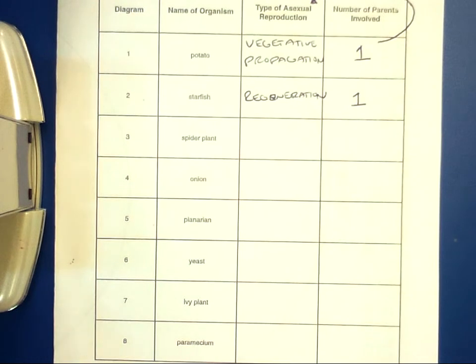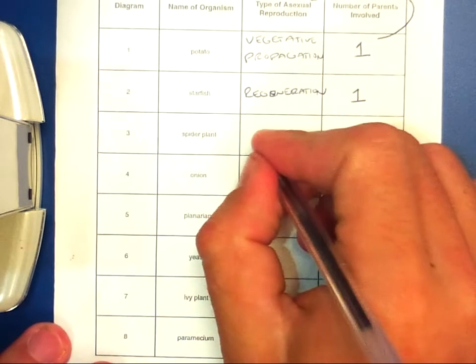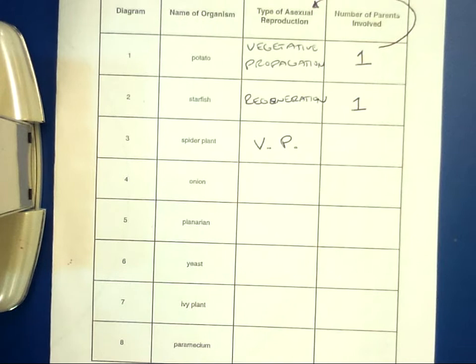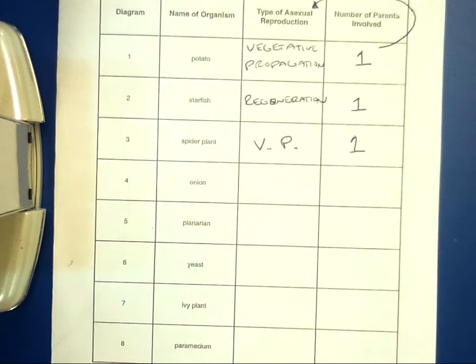A spider plant. So a spider plant, a hint there is that it is a plant. So which one of those that we went over sounds like something with plants? What did you say? Vegetative propagation. So I'm just going to write VP because we already wrote it all out. If it's a plant, it more than likely is vegetative propagation. And again, there's only going to be one parent. That's going to be your trend this whole way down.